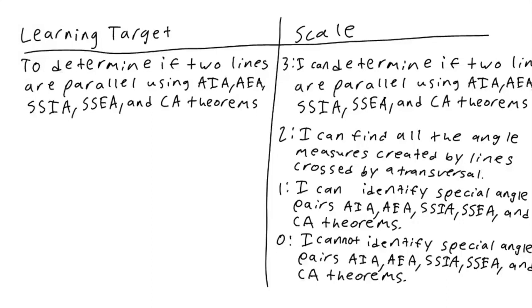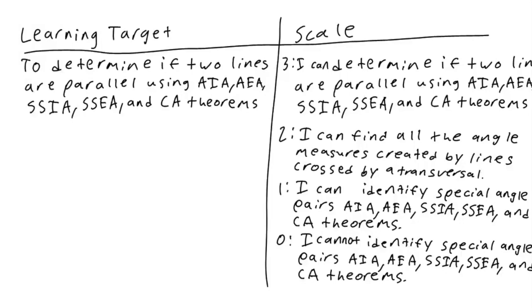You're a 1 if you can identify special angle pairs, alternate interior angles, alternate exterior angles, same side interior angles, same side exterior angles, and corresponding angles theorems. And you're a 0 if you cannot identify special angle pairs, alternate interior angles, alternate exterior angles, same side interior angles, same side exterior angles, and corresponding angles theorems.